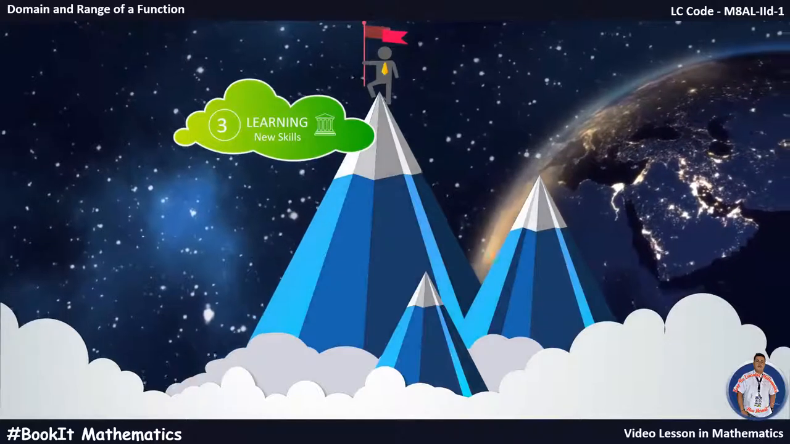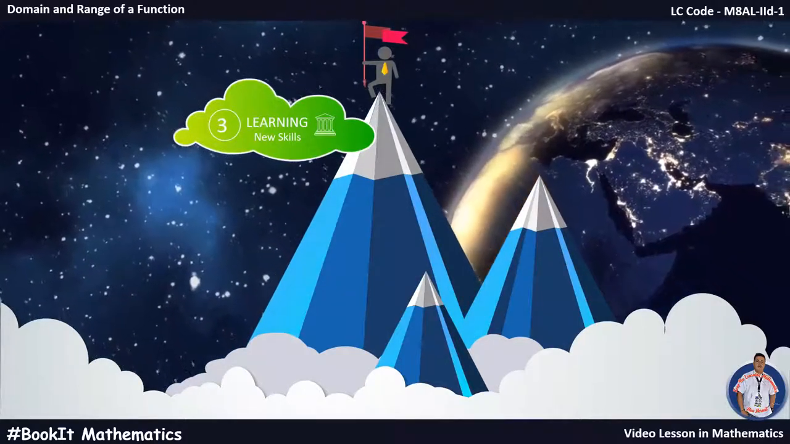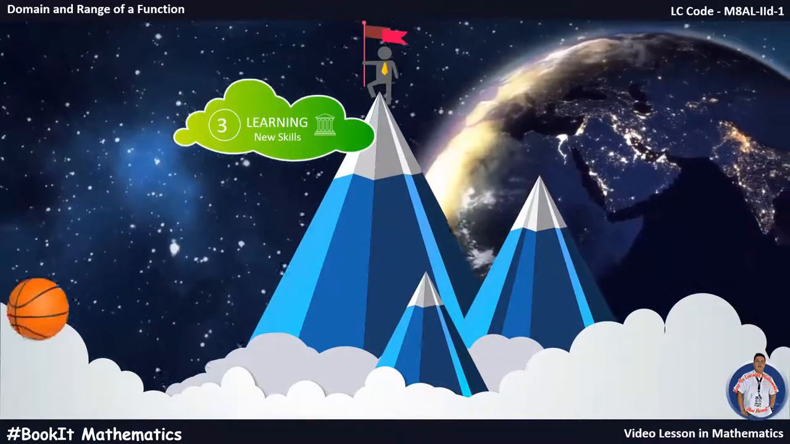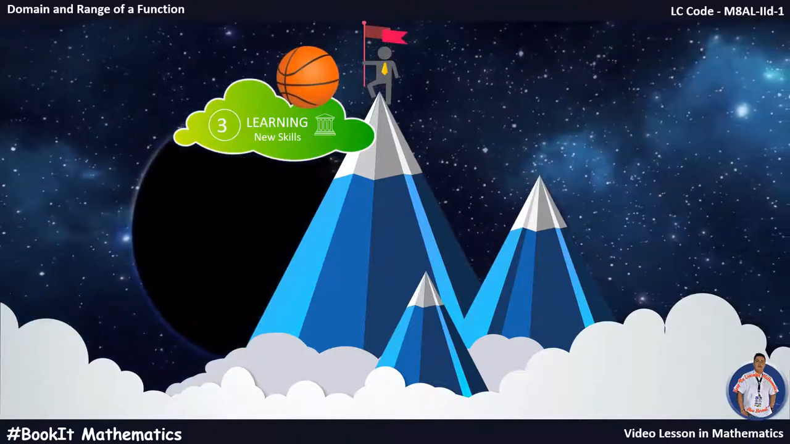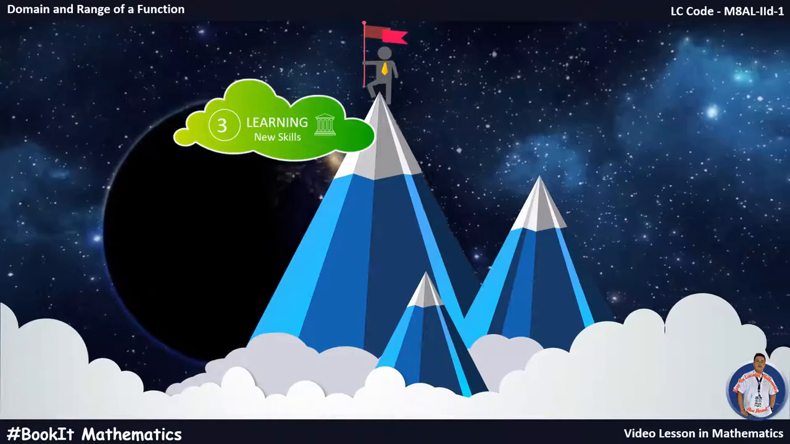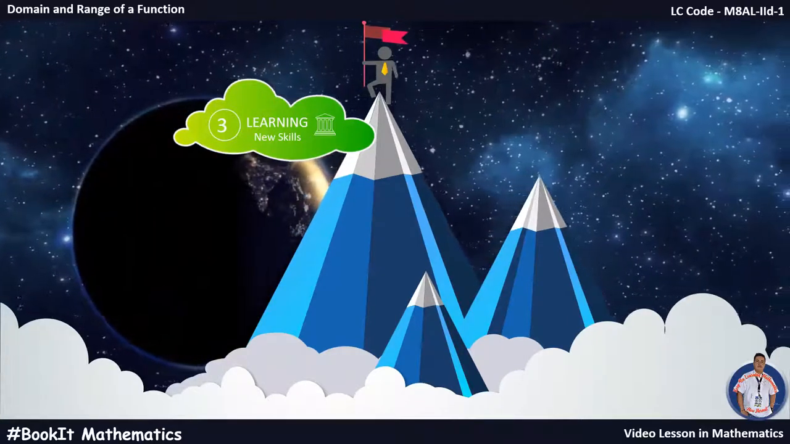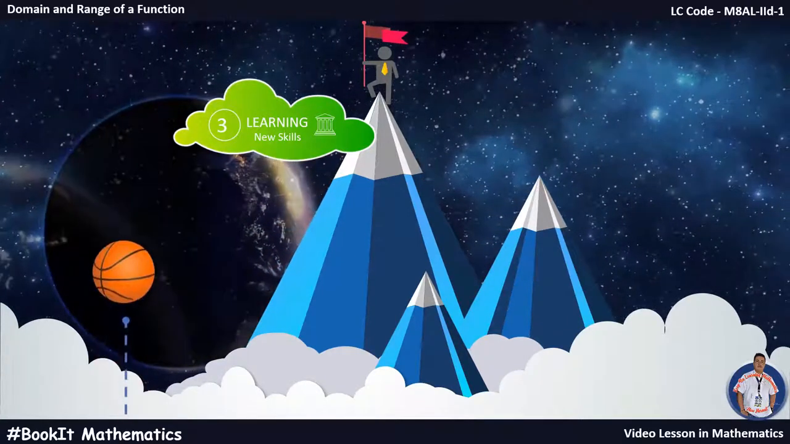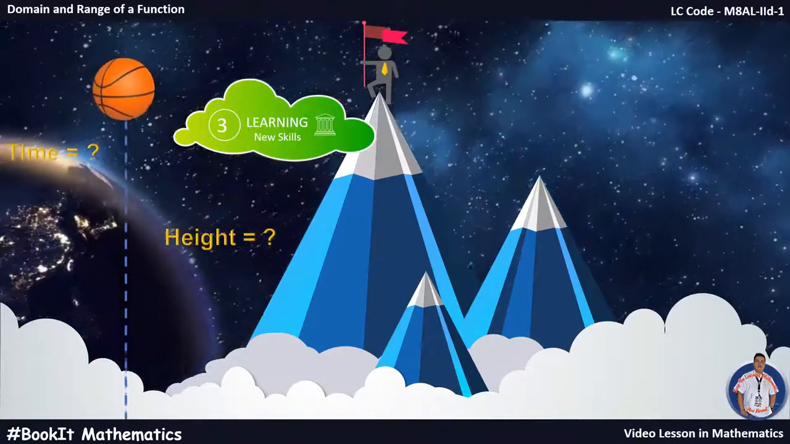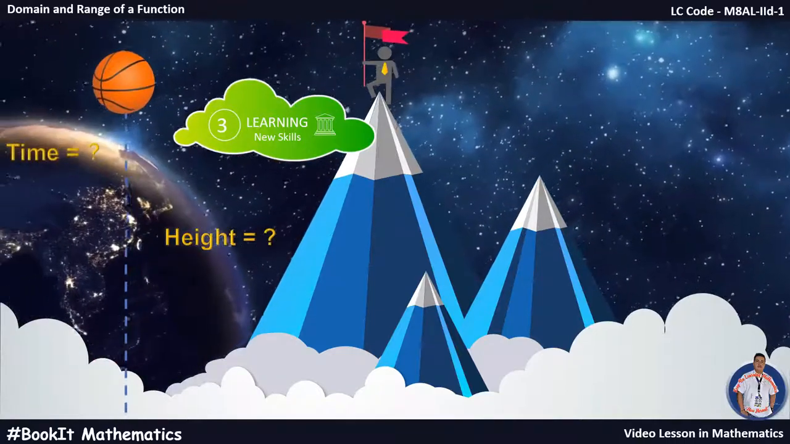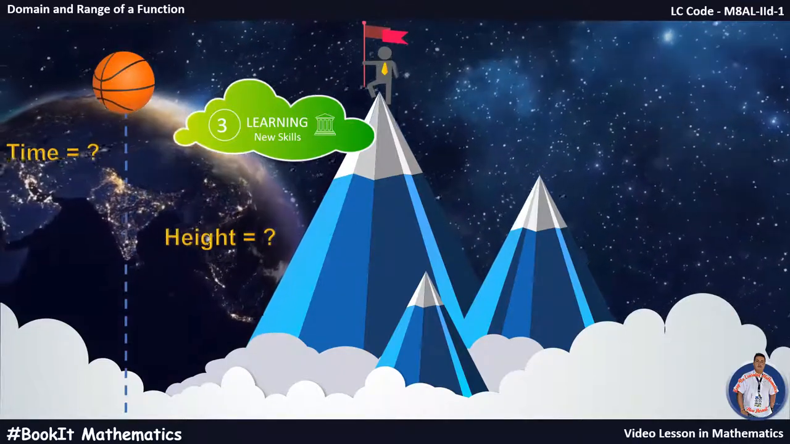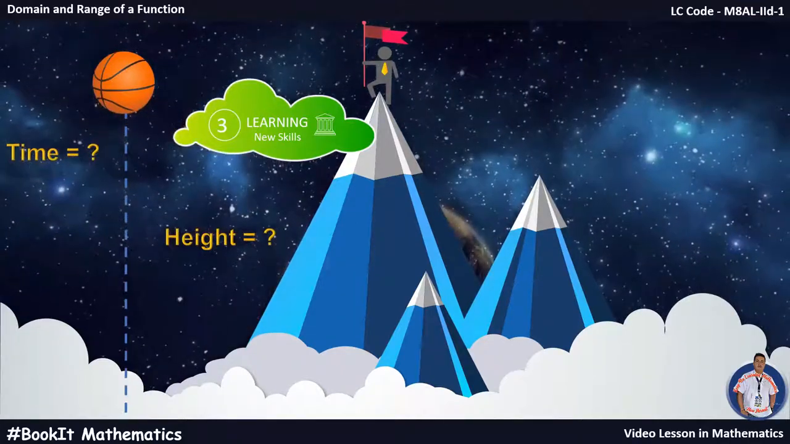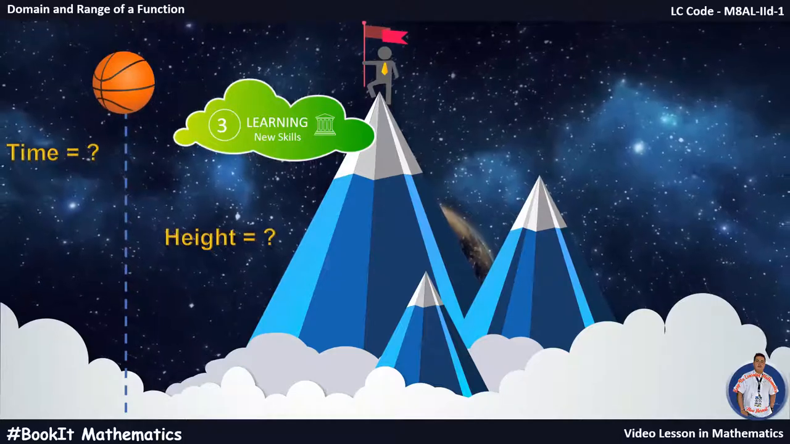Algebra is a potent tool for describing and exploring relationships. Imagine tossing a ball straight up into the air, watching it rise, stop, and fall back down into your hand. As time passed, the height of the ball changed, creating a relationship between the amount of time the ball was in the air and its height.